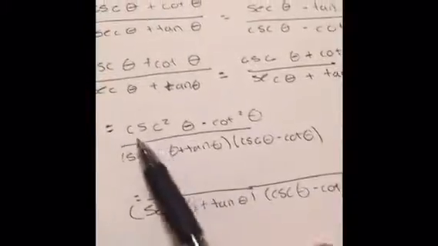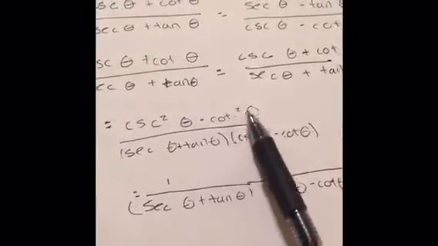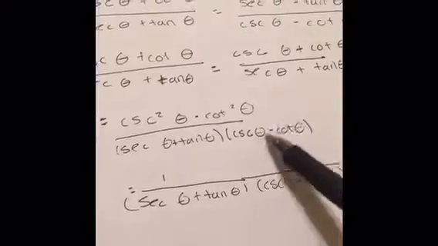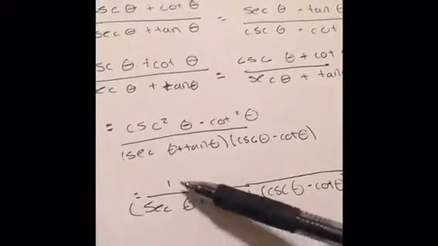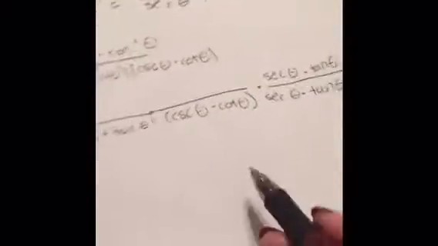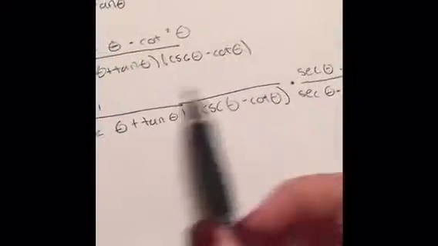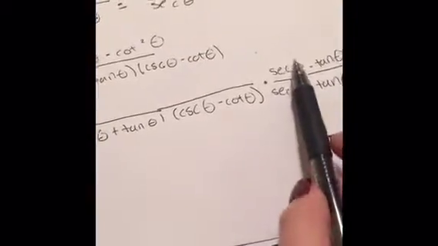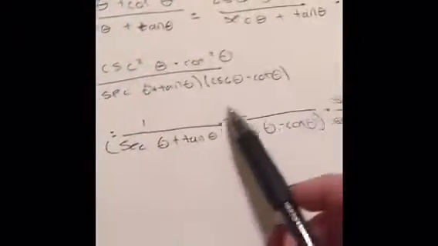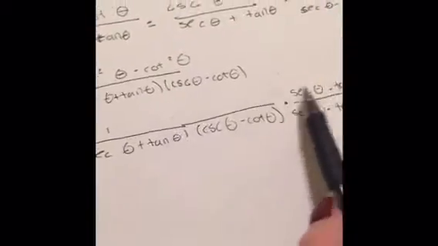And since I know that cosecant squared theta minus cotangent squared theta is another trigonometric identity that equals 1, I can just substitute 1. Now I am essentially multiplying this identity times this, which basically equals 1, in order to get the numerator to be the same as this numerator.